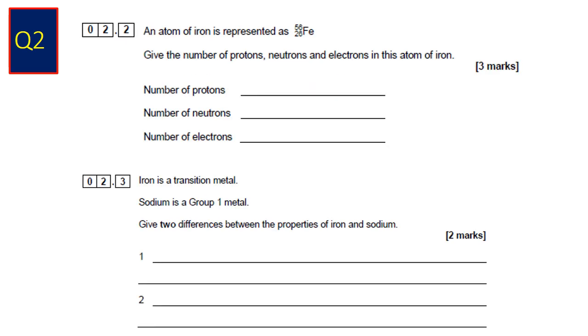So 2.2, a bit of C1 revision here. An atom of iron is represented as shown. Give the number of protons, neutrons and electrons in this atom of iron. So, the number of protons equals the atomic number, and that's the bottom number shown here, so it's 26. The number of neutrons is going to be the mass number minus the atomic number, so that is going to be 30. And the number of electrons, now as this is an atom and not an ion, the overall charge must be neutral, so we must have the same number of electrons as protons.